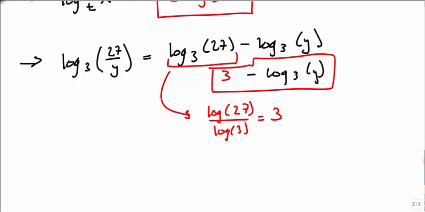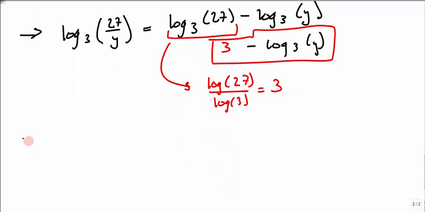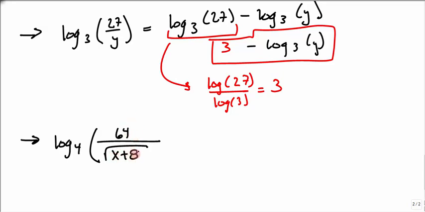Now a lot of times you'll be given kind of an ugly looking log problem where it's just really complicated. There's lots of layers to it. And then you'll be asked to simplify it completely. So let's go ahead and look at this log base 4 of 64 over the square root of x plus 8. So what I have here is a quotient. So the log of a quotient is the difference of the logs.